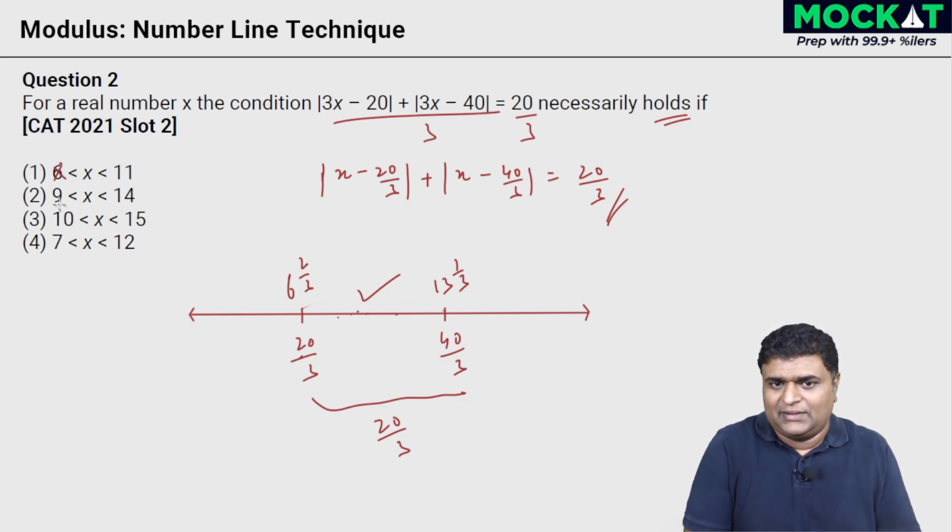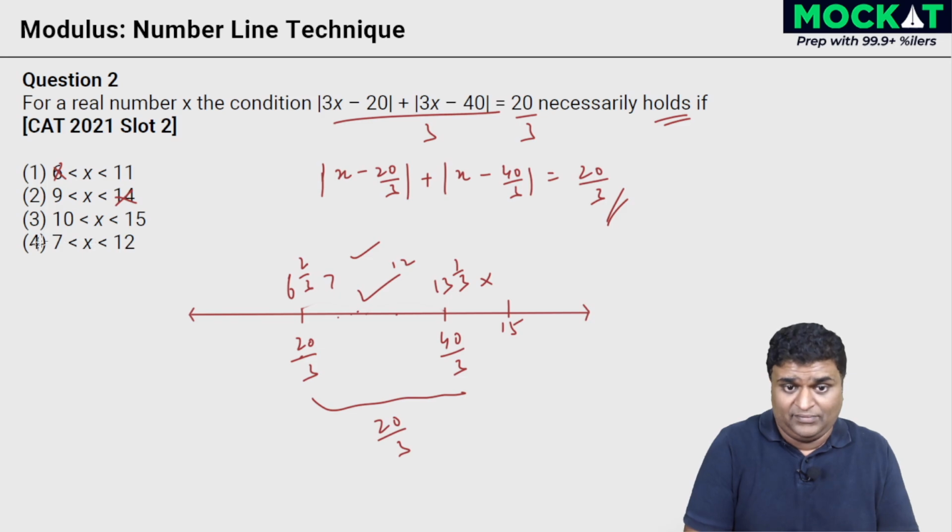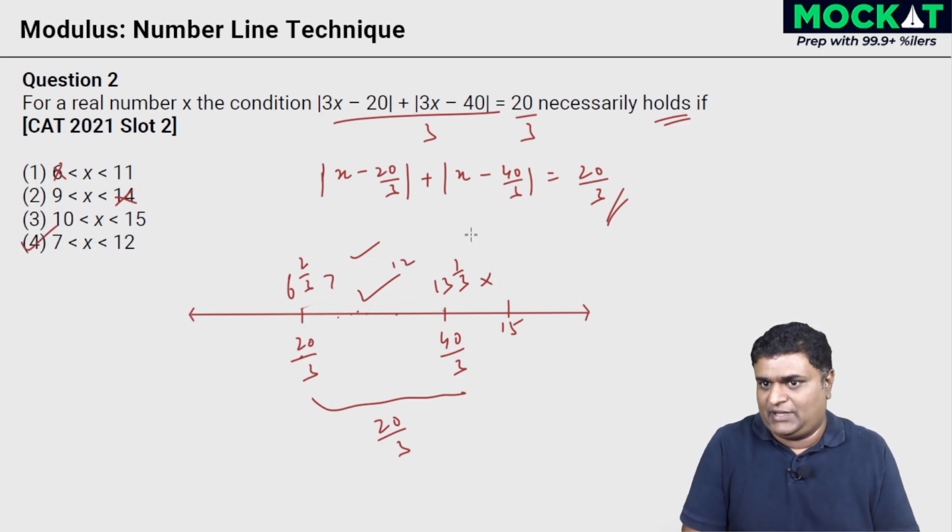Can I say that if it's between 9 and 14, it's fine? More than 9 is fine, but less than 14? No, between 13 1 by 3 and 14 is not satisfying, right? The inequality has to be within this region for it to be a definite tick. 10 to 15, 15 is going outside of this. That's not allowed. 7 to 12, is it perfectly fitting within this? Yes, 7 to 12 is coming exactly over here. Satisfies. Option 4 is the correct answer here.